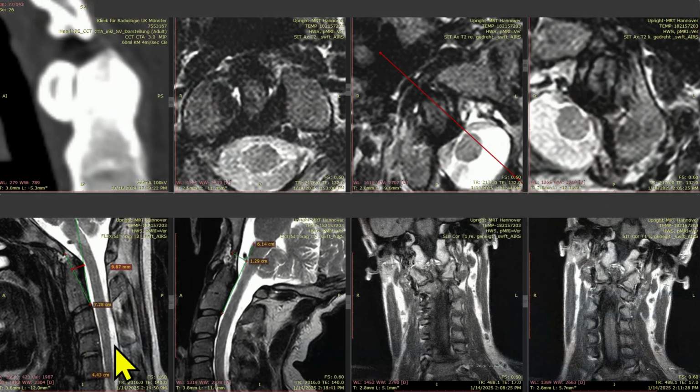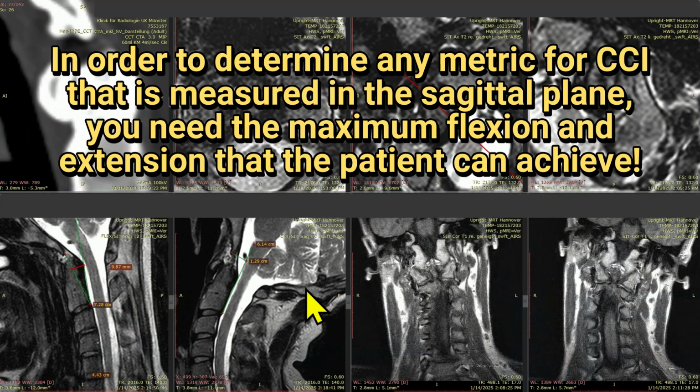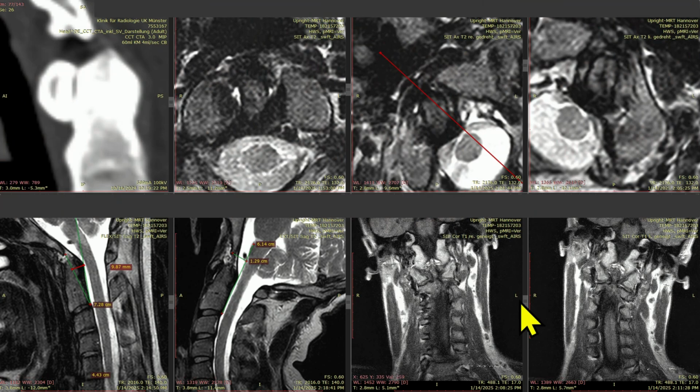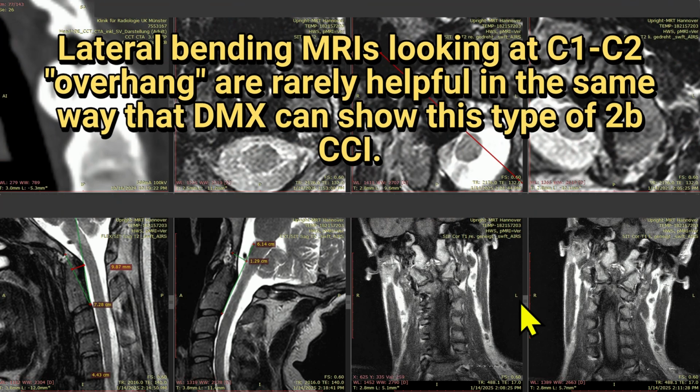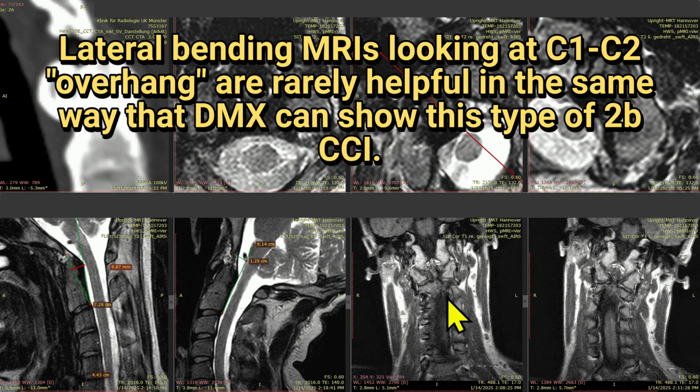Down here, we're looking at Translational BAI, but they really didn't get enough flexion and extension to make a go of this. So the Translational BAI looks normal. This is an attempt to do right and left lateral bending to kind of replicate what we see in DMX, open mouth AP views, but they don't get enough lateral bending to make a go of it.